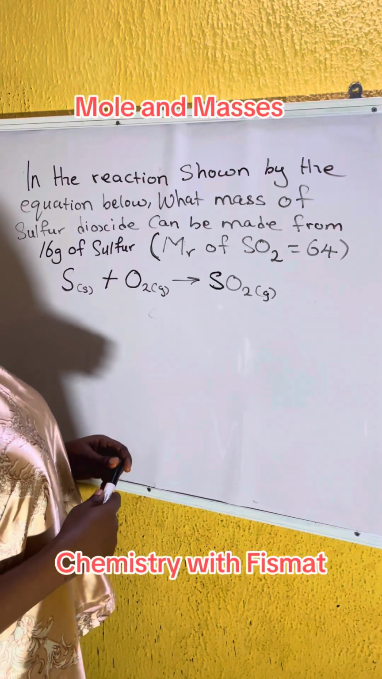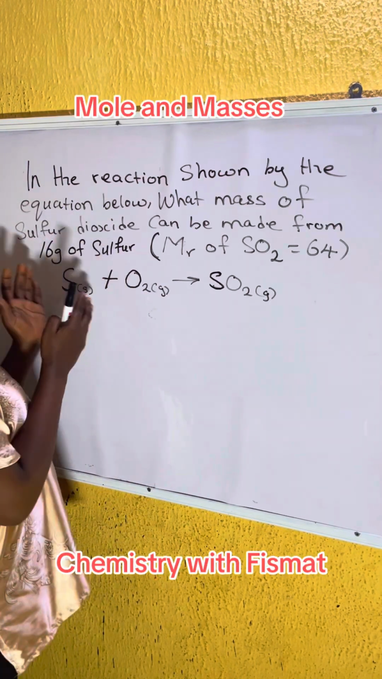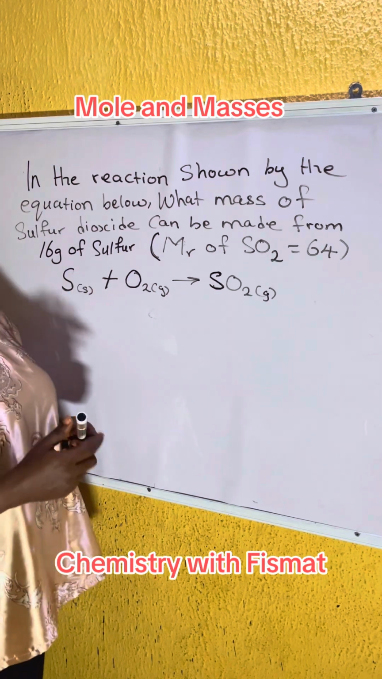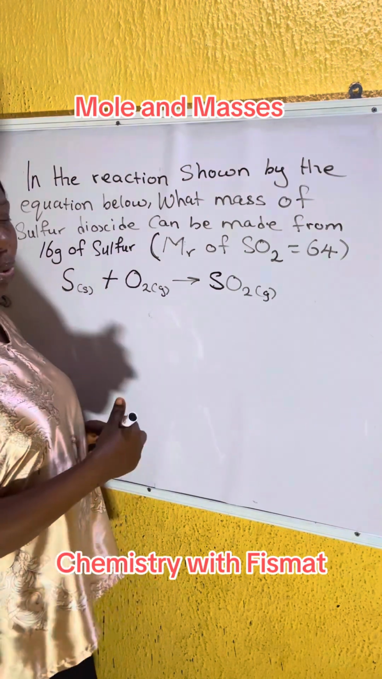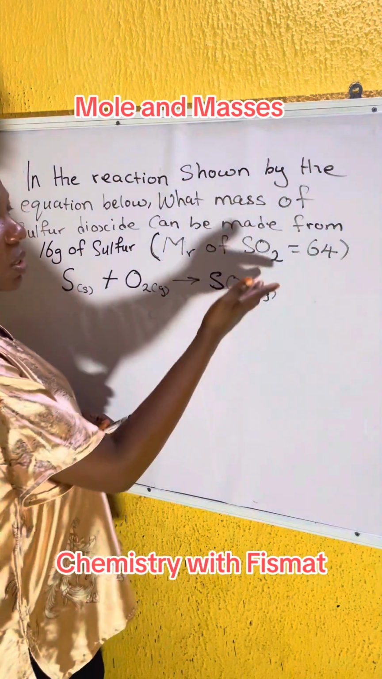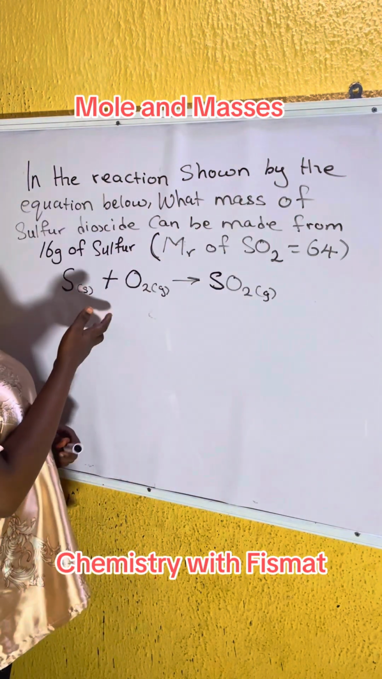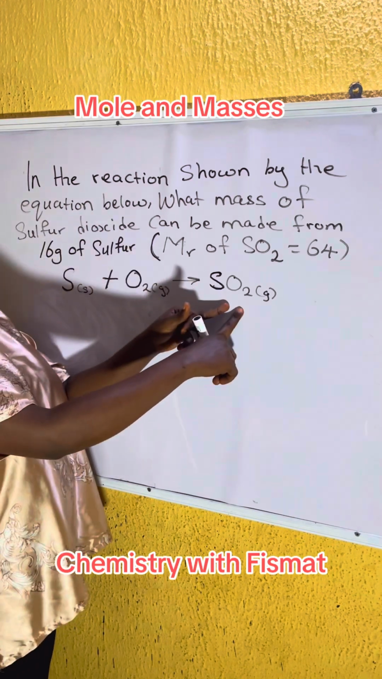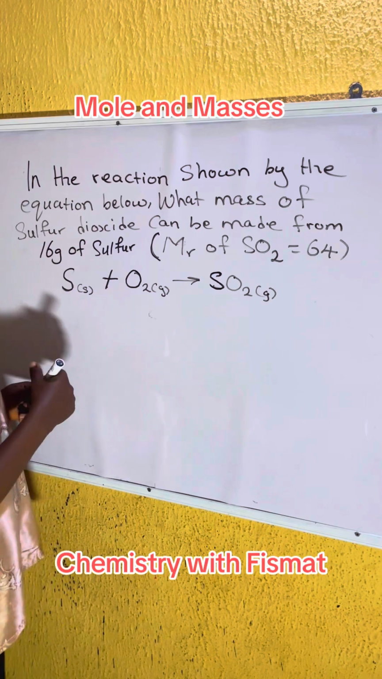In the reaction shown by the equation below, what mass of sulfur dioxide can be made from 16 grams of sulfur? Here you have the reactant and this is the product. What are we given here? We are given the relative formula mass of the products and we are also given the mass of sulfur. We are asked what mass of the product we can get from this reactant during the reaction.